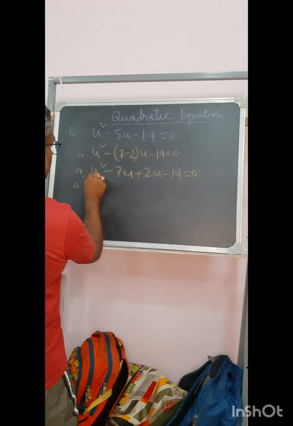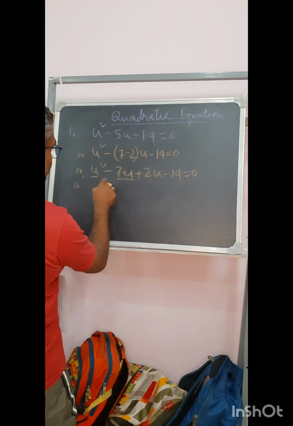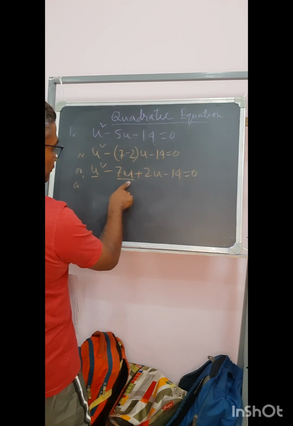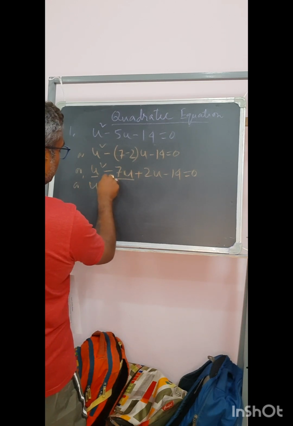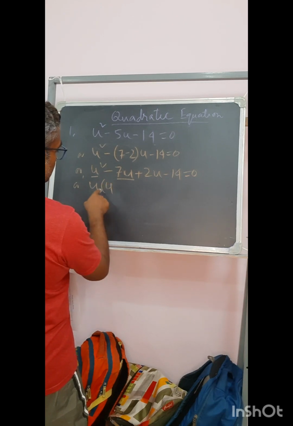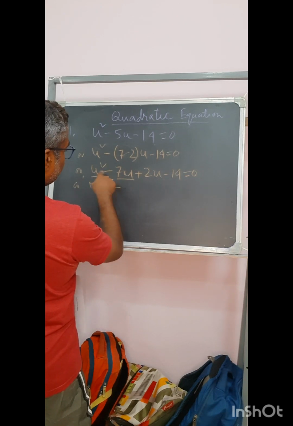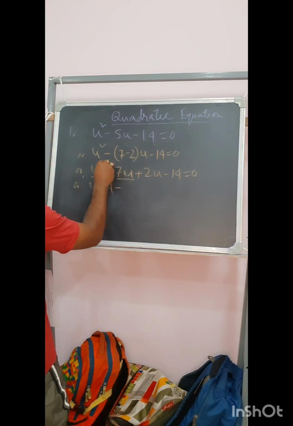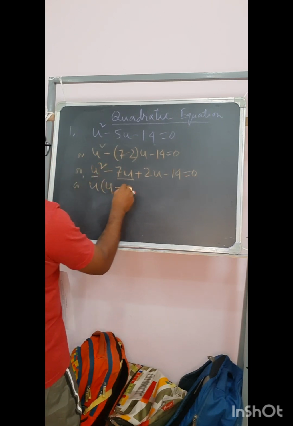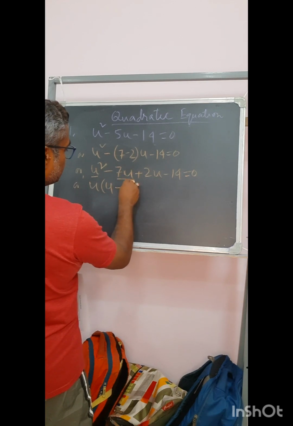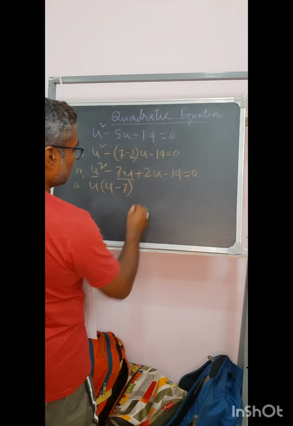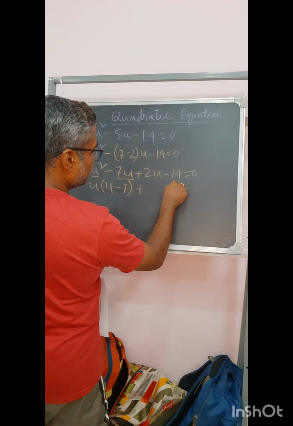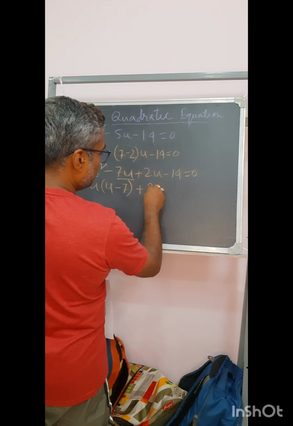Now you have to take u common, so you have to concentrate on the first two terms. If you take u common, it will remain u inside the bracket, minus, since this is u square, 1 u will remain, minus, if I take u common here, 7 will remain, so I will close the bracket. From the third and last term, I will take 2.